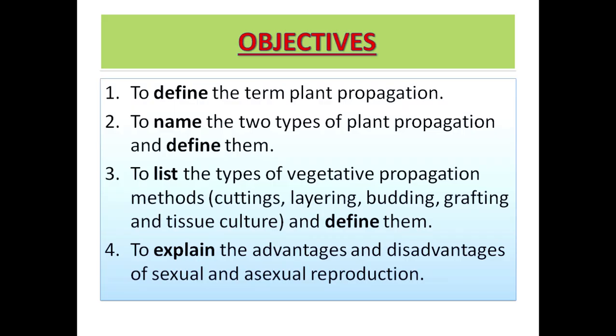Let's get straight into the lesson. Objectives. Objective number 1. To define the term plant propagation. Number 2. To name the two types of plant propagation and define them. Number 3. To list the types of vegetative propagation methods, cuttings, layering, budding, grafting, and tissue culture, and define them. 4. To explain the advantages and disadvantages of sexual and asexual reproduction. So remember that all these objectives are speaking about the plant, not the animal.